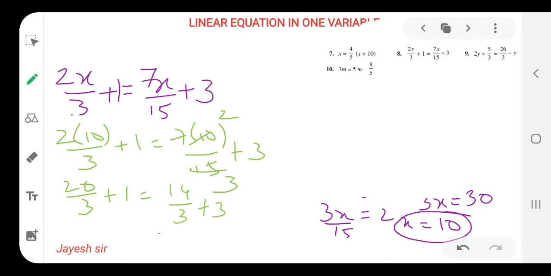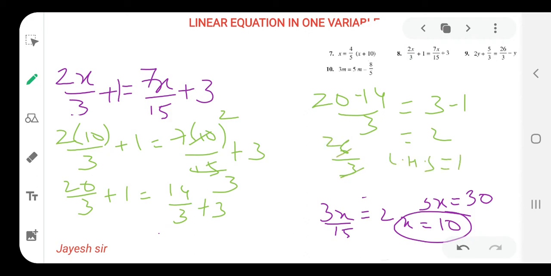Now what we are supposed to do, terms having 3 should be onto the one side. That means 20 minus 14 by 3 is equals to 3 minus 1. Yes, friends, it is equals to 2, and 20 minus 14 equals to 6 by 3. That means 2. So on both the sides we are getting 2. That means LHS equals to RHS. So our answer is correct from this we can say. I hope you all might be getting it.